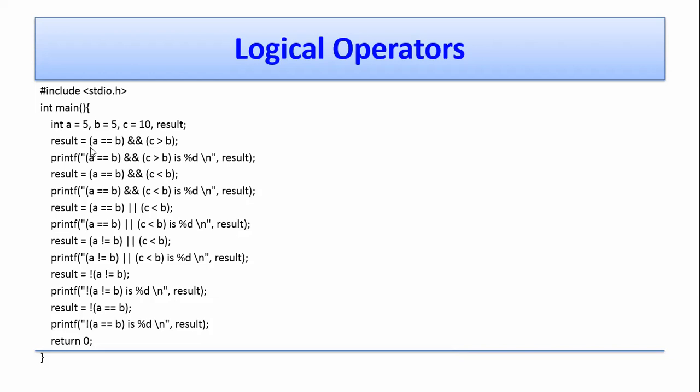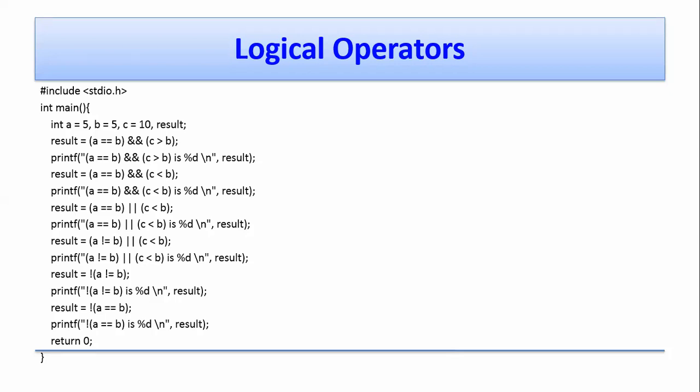Then what about the first one? The result of this expression is assigned to the variable result. A equal B. Is that true or false? A equal B is true. Then C greater than B. Is that true? C greater than B, true. Then both are true. Since this is the AND operator, what is the output? One. Yes, one means true. Did you understand it?